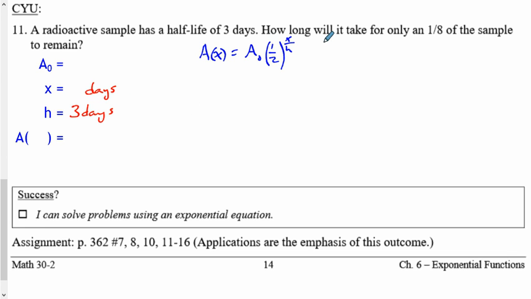What I want to know is how long it will take. So how long, that's what I don't know. So how many days, that's this mystery amount. It's a funny looking question mark. For only 1/8 of the sample to remain. So this is my future amount. So this will be my a of x. In the future, I want 1/8 to remain. 1/8 of what? Well, 1/8 of whatever I had.